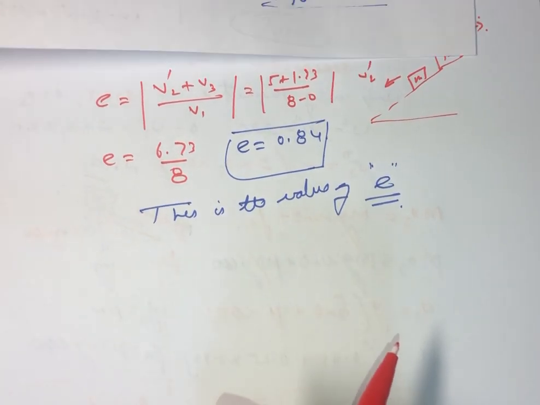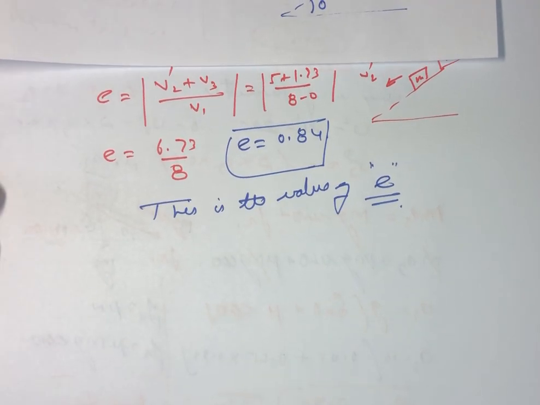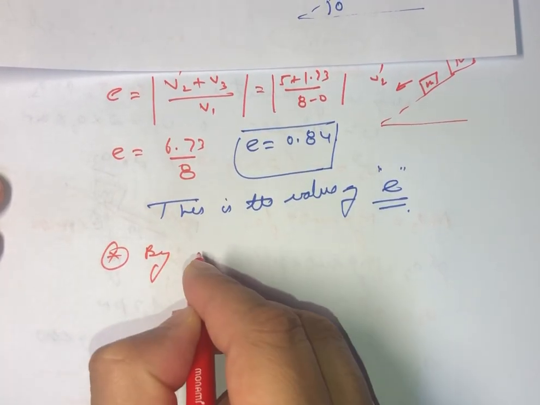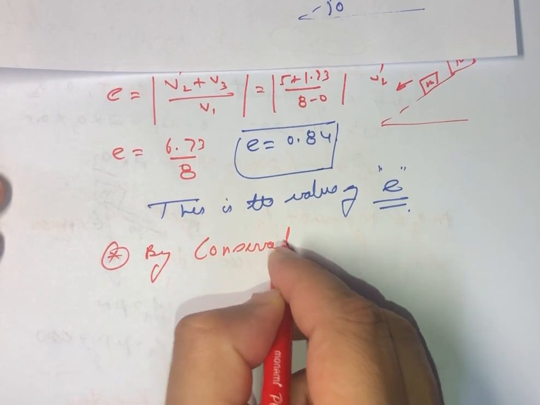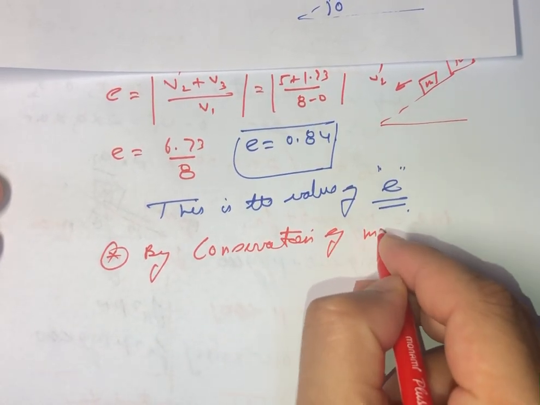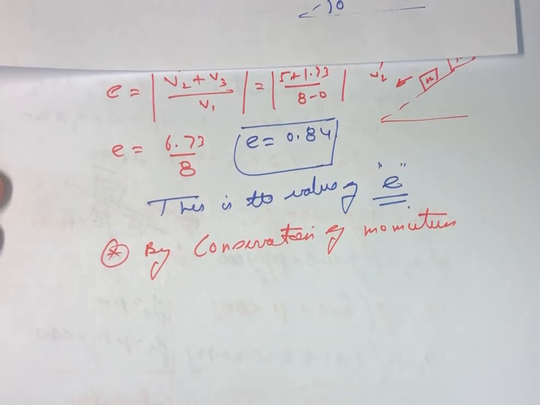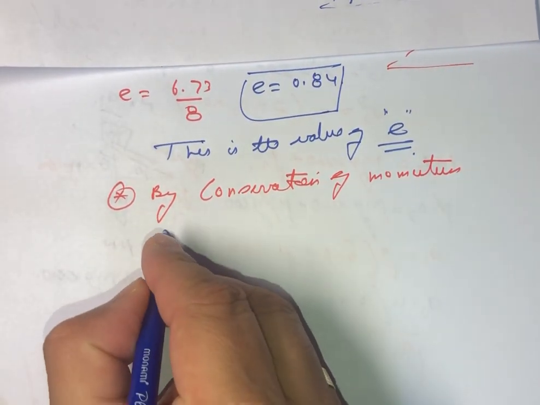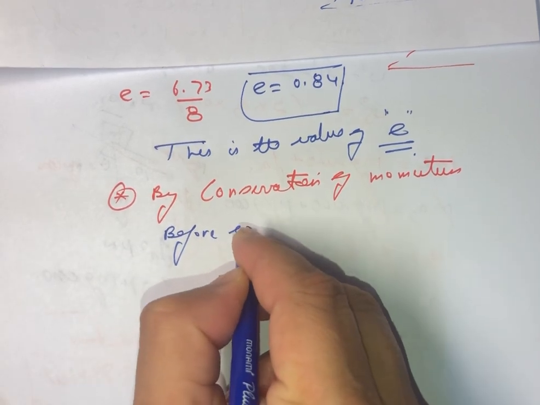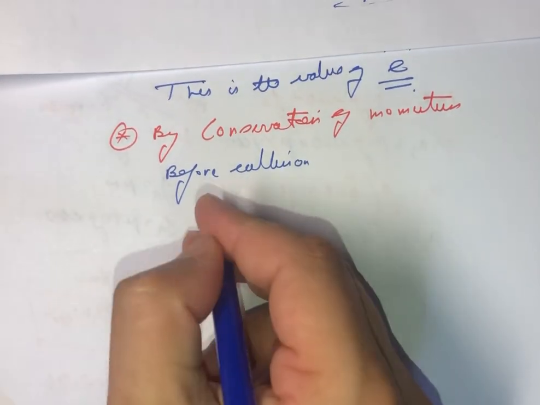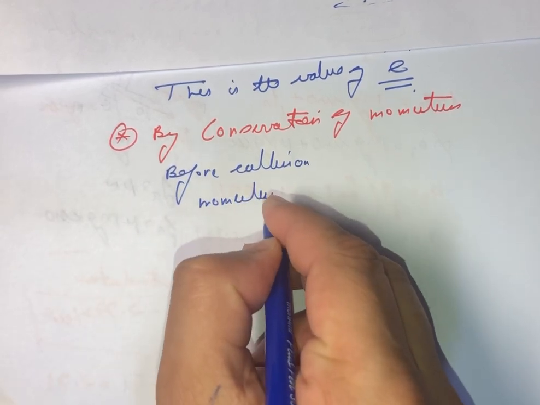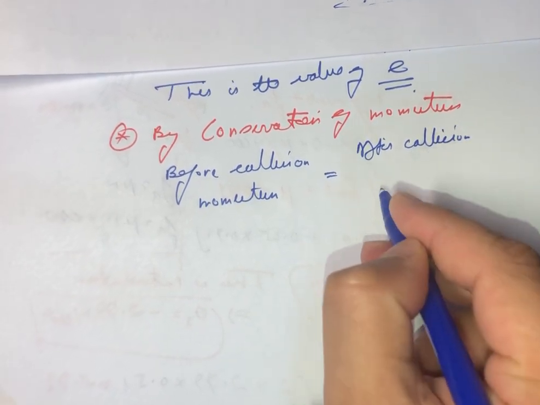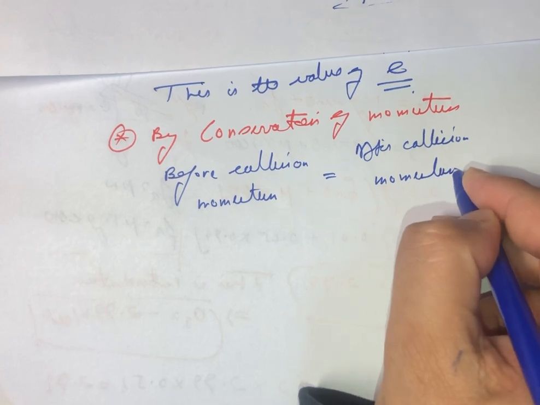In this case, we can use conservation of momentum. So using conservation of momentum, you can say before collision momentum is equal to after collision momentum.